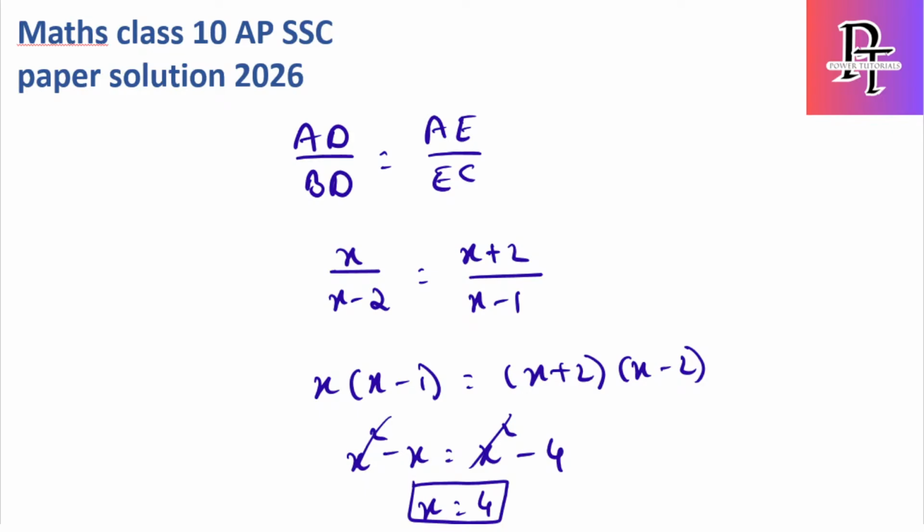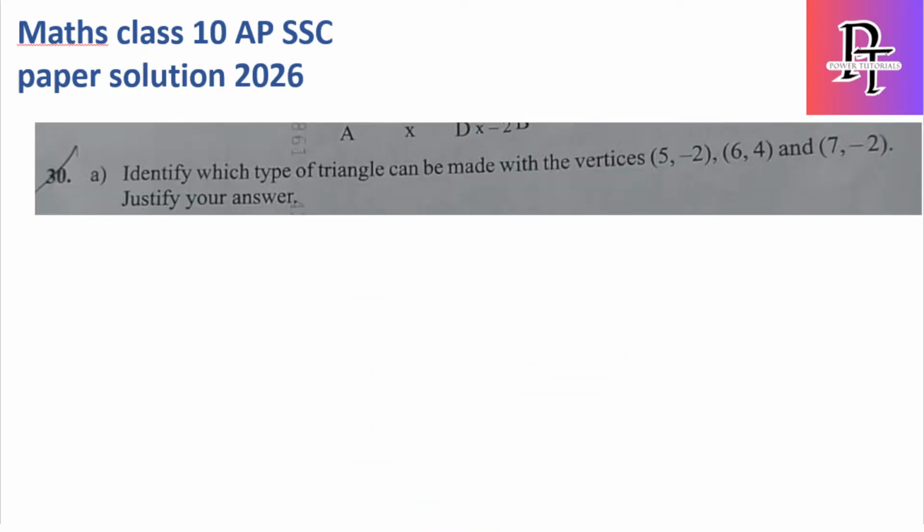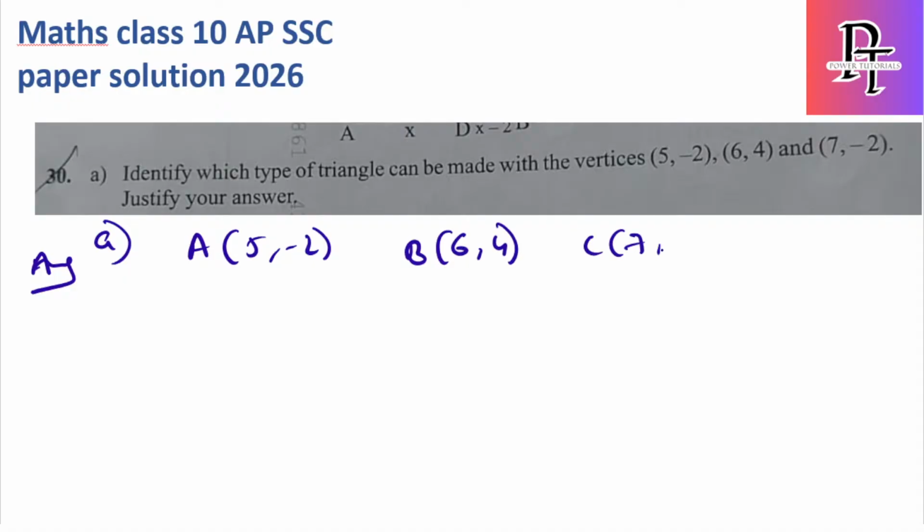Okay, let's move to the next one. 4 more questions, so just stay with me till 4 more questions are completed. Okay, identify which type of triangle can be formed with the vertices. So we have 3 points or vertices, which are A (5, minus 2), B (6, 4), and C (7, minus 2). They are asking which triangle. So for this we have to find the side lengths. If you find the side lengths, using that relation we can identify whether it belongs to an equilateral, scalene or isosceles triangle. So first let's find out AB value.